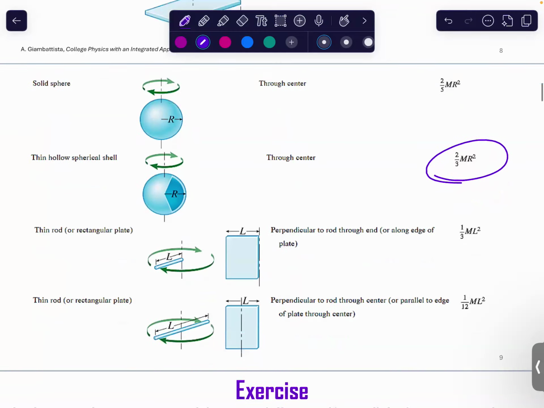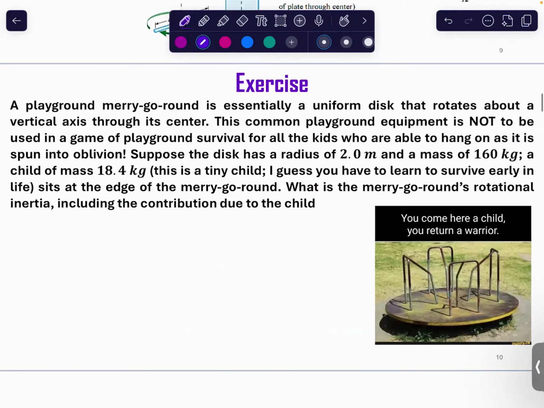Okay, so continuing on, let's look at an exercise. We all remember merry-go-rounds on the playground. When I was growing up, the merry-go-round was a rite of passage. You'd go out for recess, and if you survived, you came back in tougher than you were. And we'd rotate them as fast as we could, trying to throw people off. So essentially, the merry-go-round is a uniform disc that rotates about a vertical axis through its center.